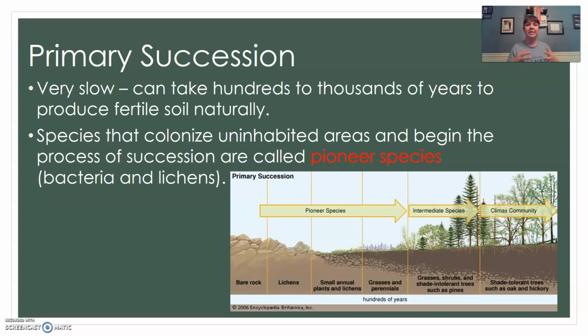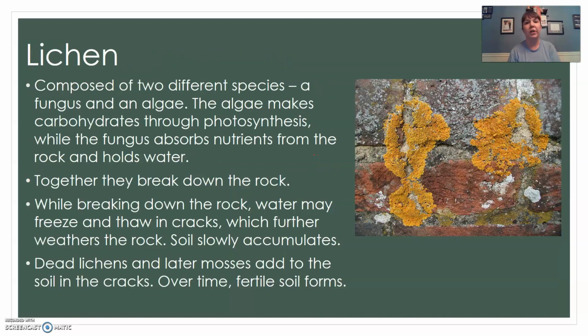The very first species that move into an area, you can see down here on our left arrow, are pioneer species. These are the very first things that can move into an area. Usually they're bacteria or lichens. They're trying to break down that rock and create some kind of soil for all the other plants that come after it to live. Now, what's lichen?